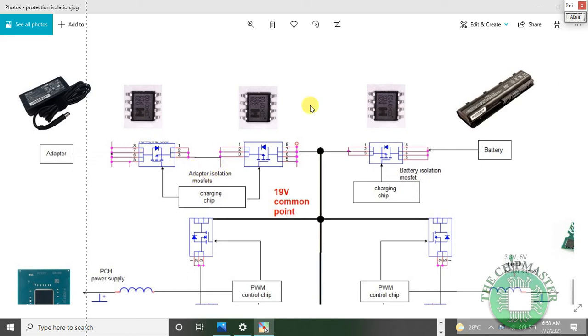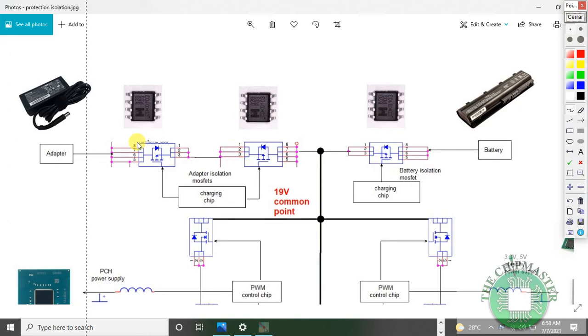So it's two MOSFETs. As I said before, when the charging chip controls these two MOSFETs, it will produce the common point rail, which is here, as you can see, 19 volts there. And it's going to all upper MOSFET drain pins. On a PWM circuit, the 19 volts goes to all upper MOSFET drain pins.